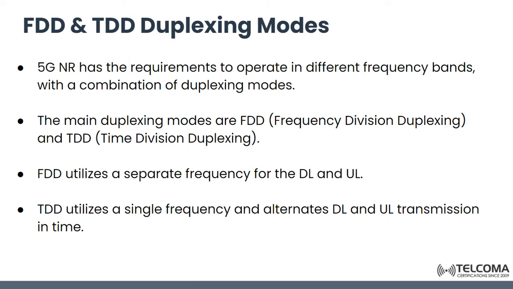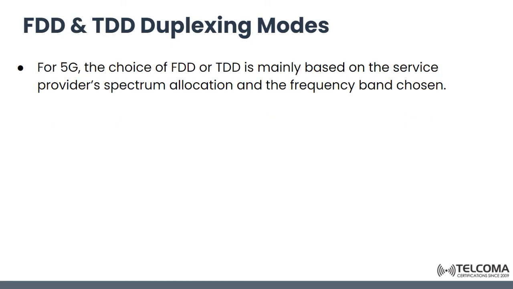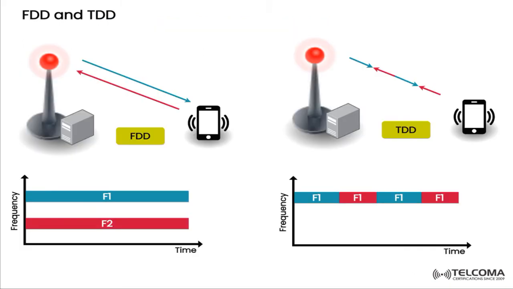Now if we move to the multiplexing modes, new radio has the requirement to operate in different frequency bands with a combination of different duplexing modes. The main duplexing modes are FDD and TDD. Frequency division duplex utilizes a separate frequency for the downlink and uplink, and time division duplex utilizes a single frequency and alternates the downlink and uplink transmission in time. For 5G, the choice of FDD and TDD is mainly based on the spectrum allocation and frequency band which is chosen.